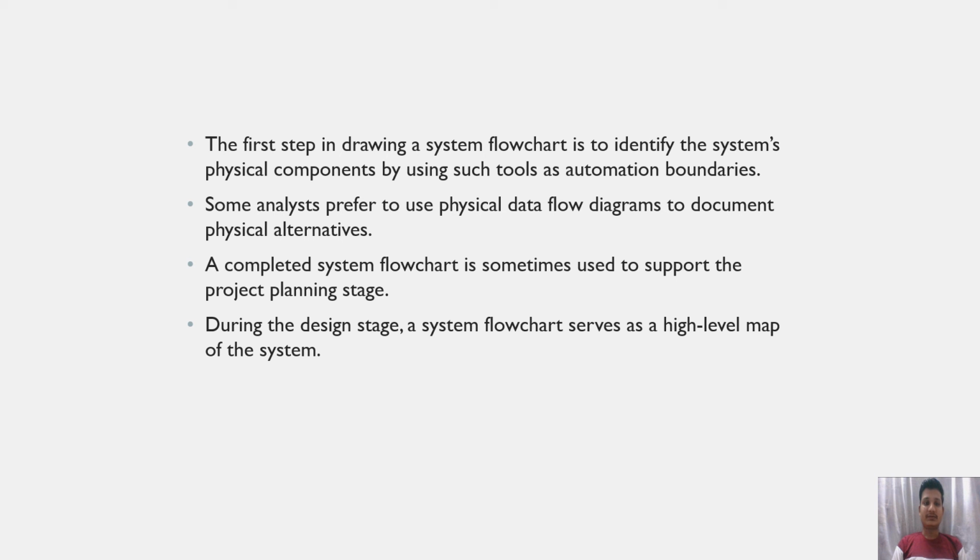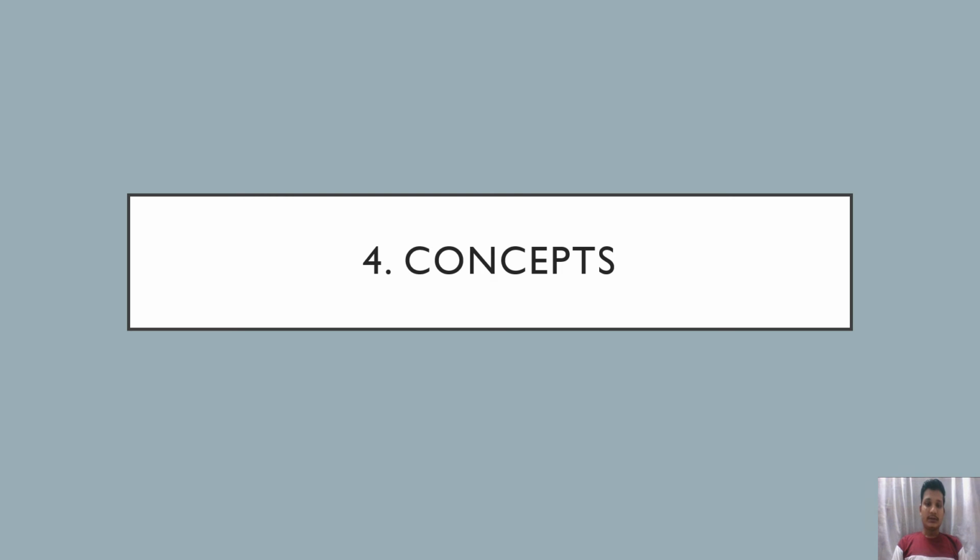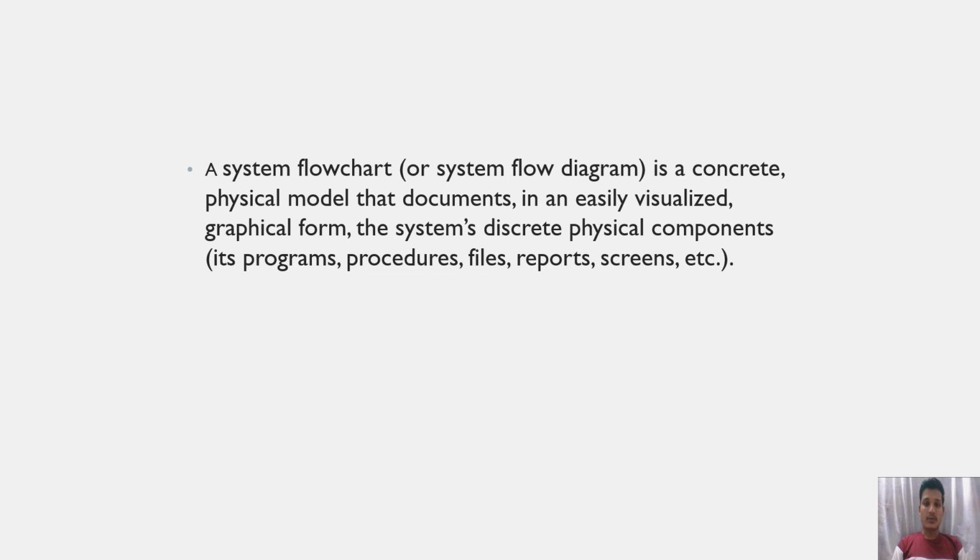Some analysts or professionals prefer to use physical data flow diagrams to document physical alternatives. First they draw the physical data flow diagrams, and then they use them to document these physical alternatives. The complete system flowchart is sometimes used to support the project planning stage. The concept of how we draw the system flowchart or system flow diagram is easily visualized in graphical form.